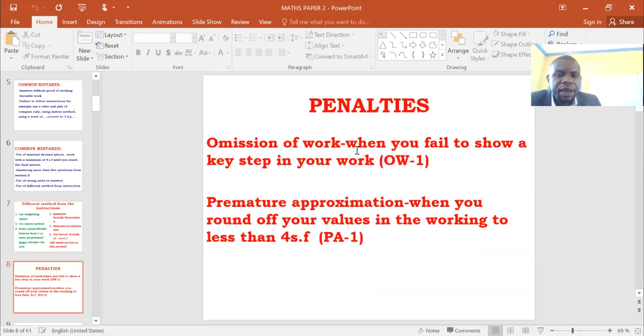Now, I've mentioned some penalties, and one of them is omission of work. Omission of work is penalized when you fail to show a particular step or a key step in your working. You are usually awarded marks, but you are deducted 1 mark. It is written OW minus 1. The second one is called premature approximation. Like I mentioned, in 3-dimensional geometry, you are supposed to maintain 4 significant figures up to the last answer. If you are supposed to only round off your final answer, again, you are penalized 1 mark. If it was a question of 3 marks, you will lose 1 mark.